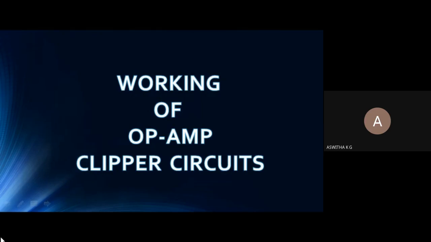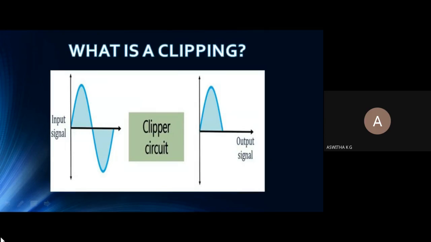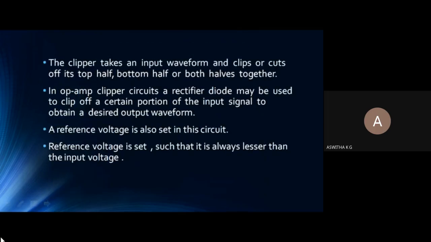Now let us see the working of op-amp clipper circuits. This is how the clipper circuit works. The function of clipper is to clip off the portion of input signal voltages above or below the certain levels, which is the reference voltage. Now let us see its working.